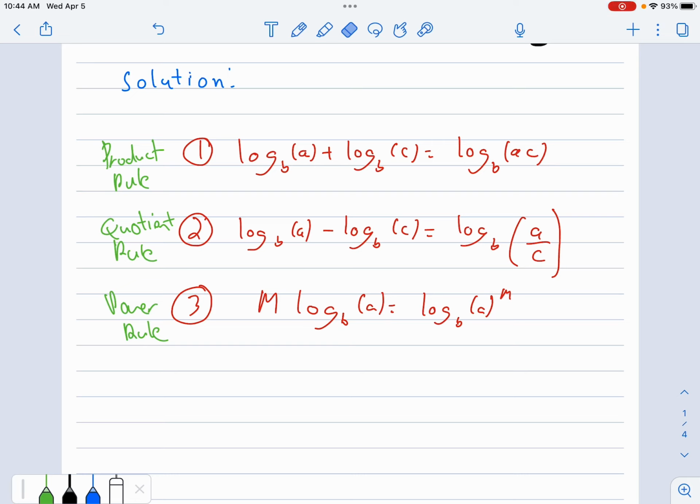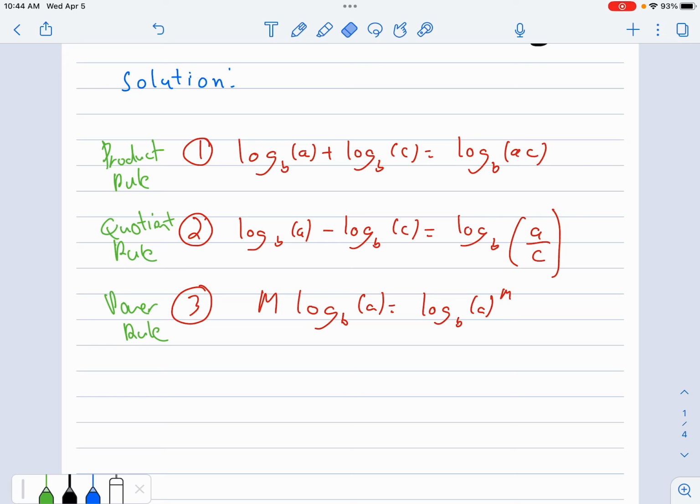The product rule basically states that if you're adding two logs together with the same base, it's equal to a log with the same base of the product of the arguments, those are basically the insides. So that's what rule 1 says. Rule 2 says that if you have a difference of two logs with the same base, it's equal to the log of that base of the quotient of the arguments, or the quotient of the insides.